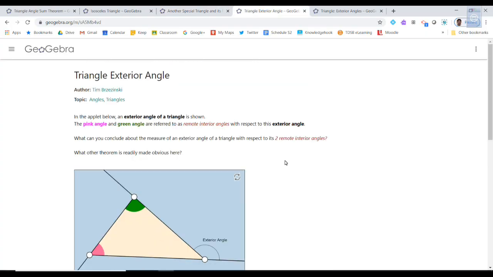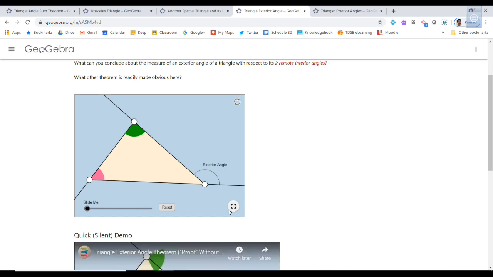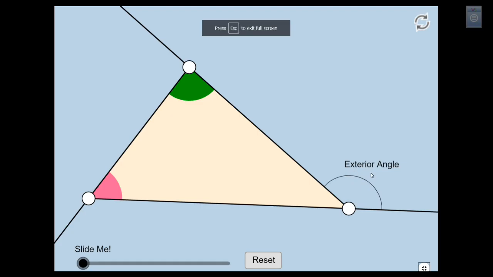Now if we look at this simulation here, we're looking at the exterior angle. When you extend each side of a triangle, it creates an angle on the outside. We're going to look at one of these and how it relates to the angles that are farthest away from it. I'm going to slide this over.